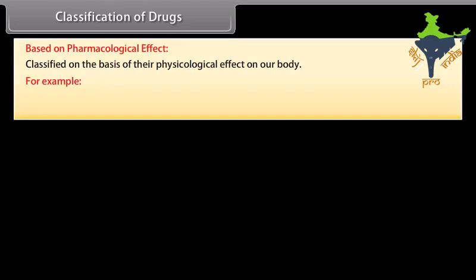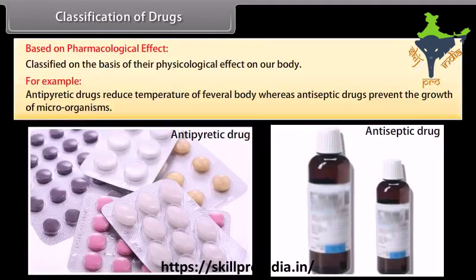Classification of drugs. Drugs can be classified in several ways. Based on pharmacological effect. Drugs are classified on the basis of their physiological effect on our body. For example, antipyretic drugs reduce temperature of a febrile body, whereas antiseptic drugs prevent the growth of microorganisms.